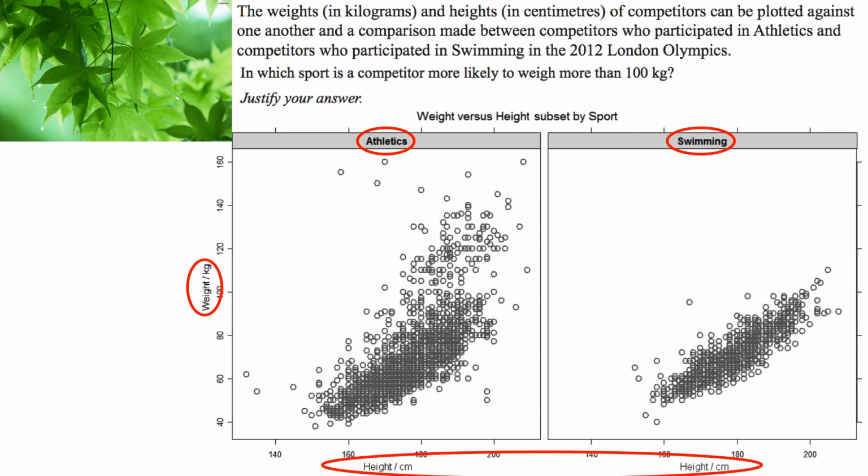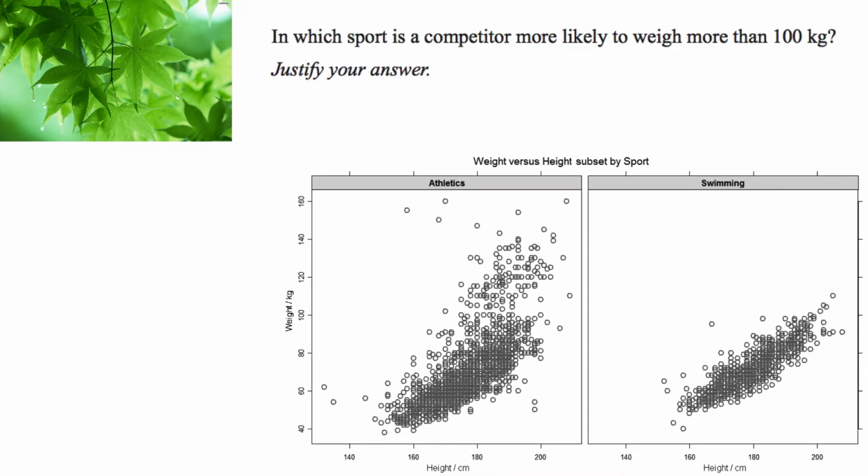So when I look at these graphs, the first thought that comes to mind is I've got two numeric variables, which means this is bivariate data. So when we interpret it, we need to bear that in mind. So the question that we need to answer is, in which sport is a competitor more likely to weigh more than 100 kilograms? So let's have a look at our graph in more detail.